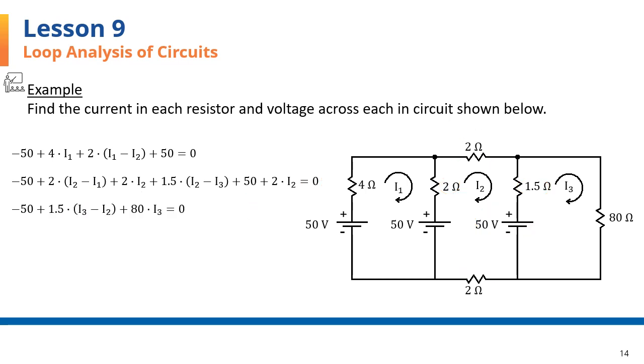What we have left is the KVL for the third loop, which is shown here. Again, if I start here, there's a voltage rise of 50 due to this voltage source, and a voltage drop of 1.5 times I3 minus I2 in this direction. So that's added as 1.5 times I3 minus I2. And the last voltage is across the 80 ohm resistor, and that equals 80 times I3, and that's also a voltage drop, and that's written here.